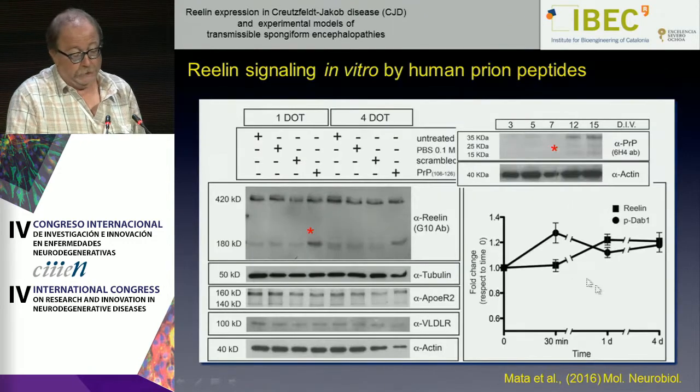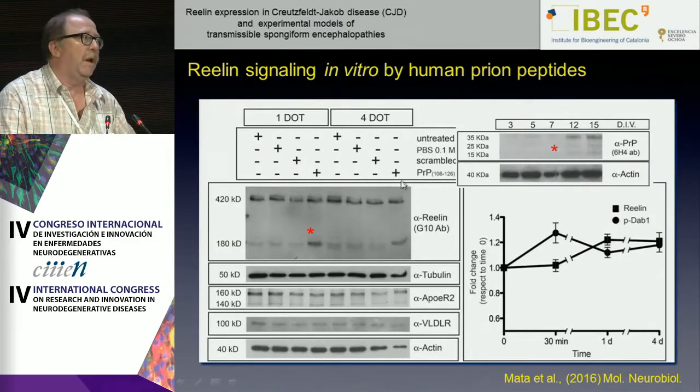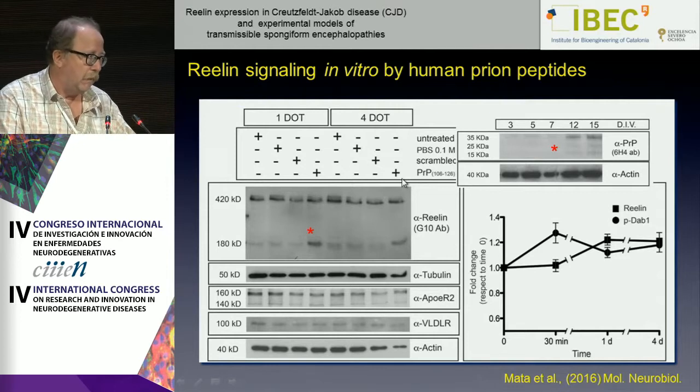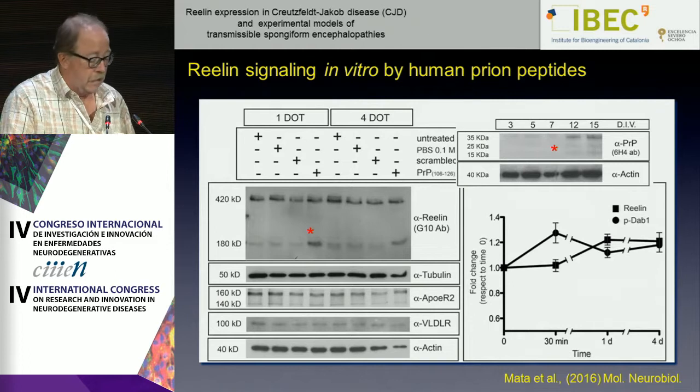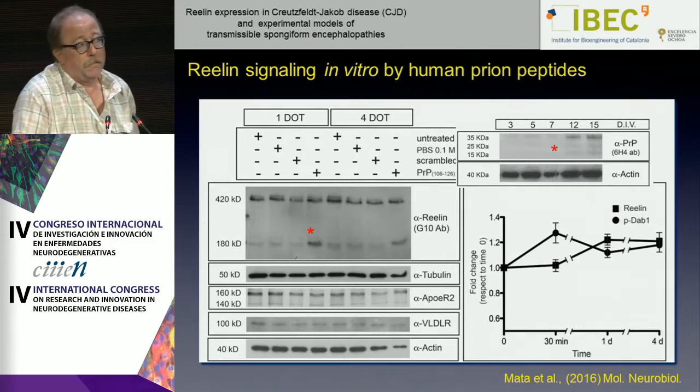So, reelin increases in human models of the disease, but what happens with the signaling of this protein? It's quite difficult to work with human prions, as you can imagine.